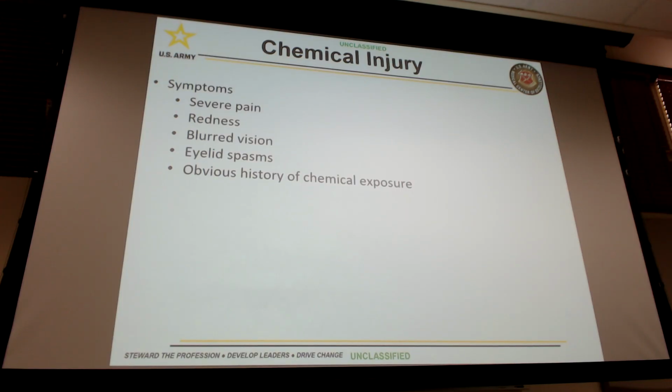Patients are going to have some pretty severe symptoms typically if they get something into their eye. A lot of pain, redness, and an obvious history of chemical exposure. These are usually pretty easy to diagnose because the patient has already diagnosed it.